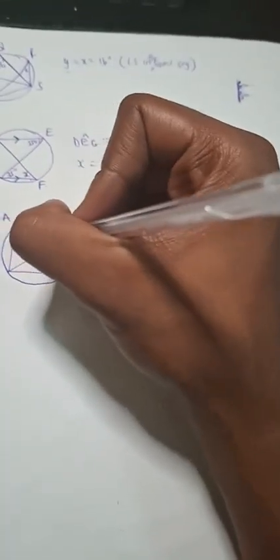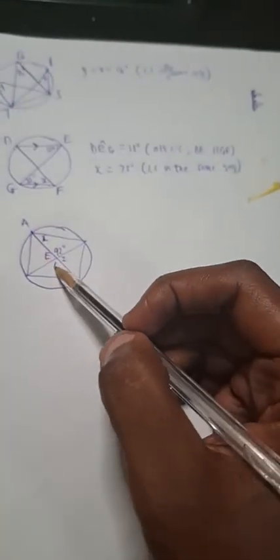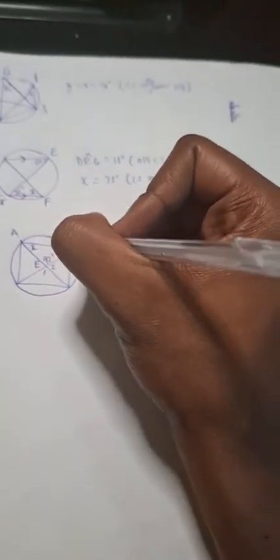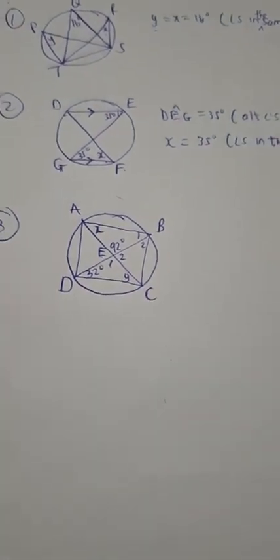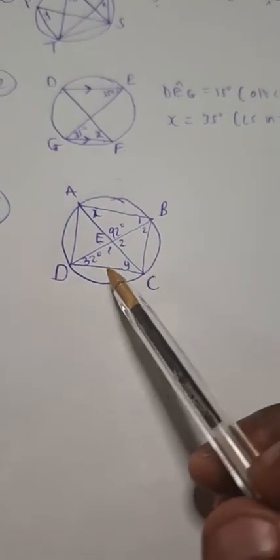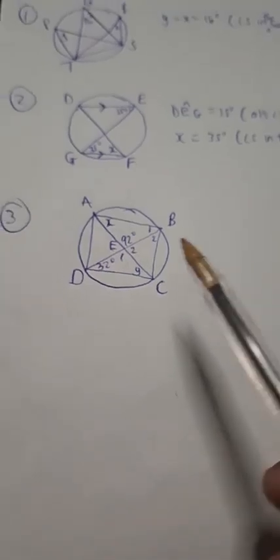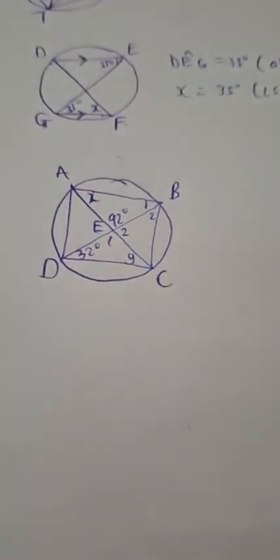We have X, we have 92 degrees, we have E, and they are saying this is E1 and E2. We have B, this is B1 and B2. We have C, they have Y there. We have 32 degrees. We have letter D. Okay, take note. Now they are asking us for the value of X and Y.